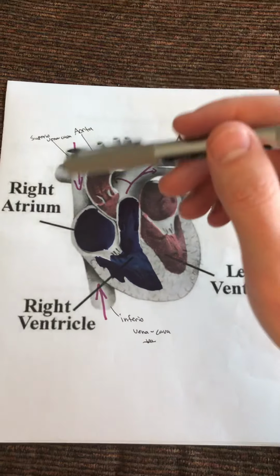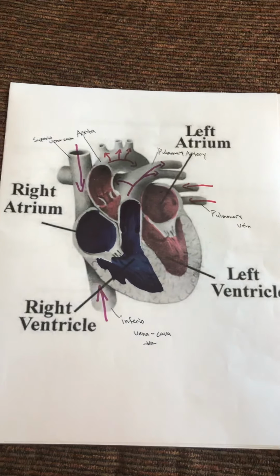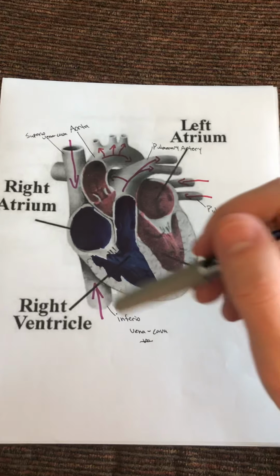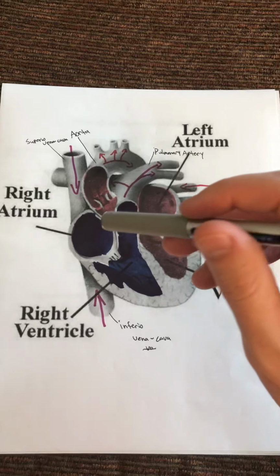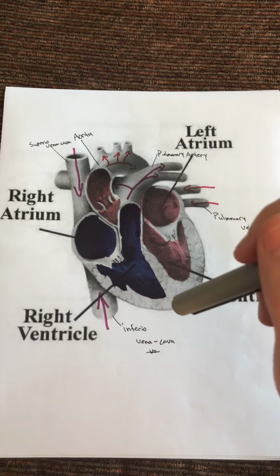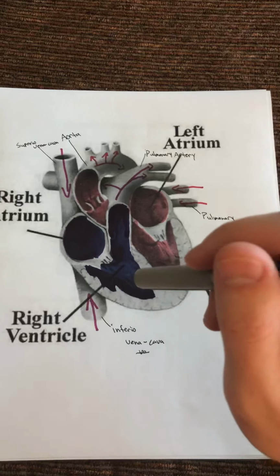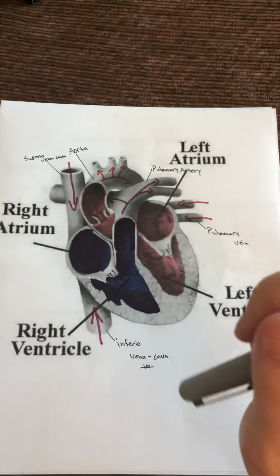So blood enters the heart passively through the superior and inferior vena cava. It enters into the right atrium and passively fills into the right ventricle. So that is the first step of ventricular diastole.